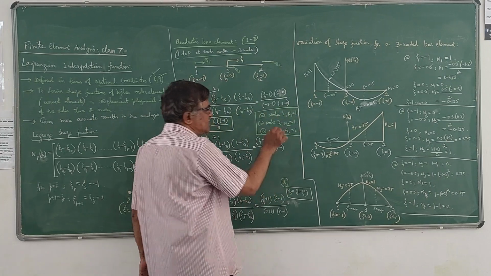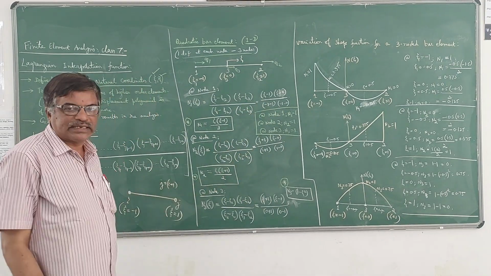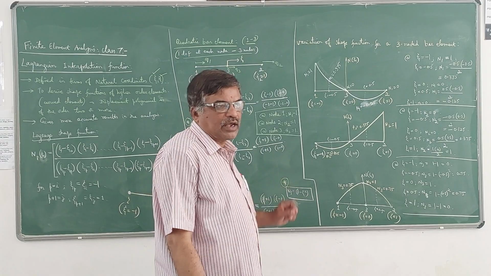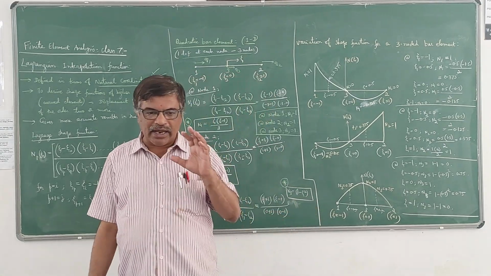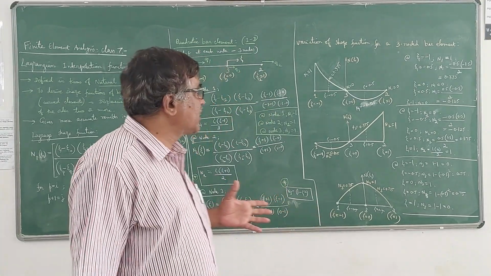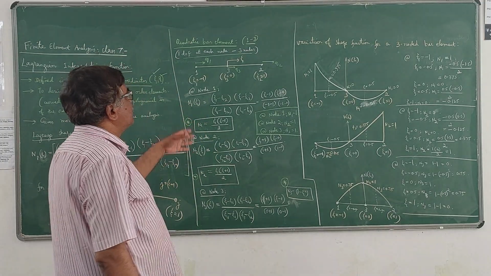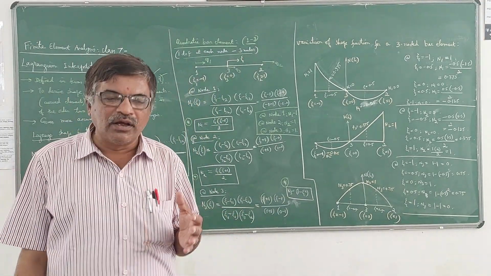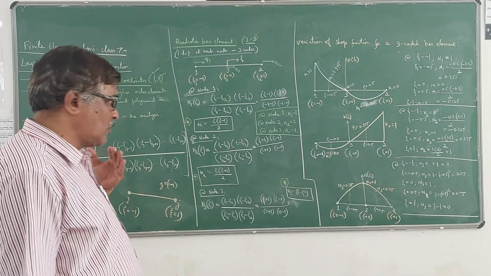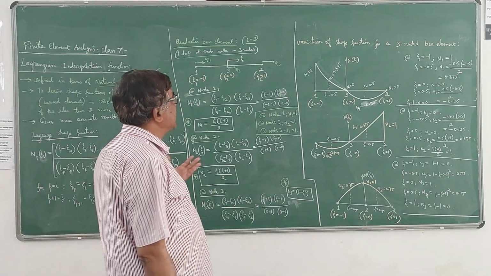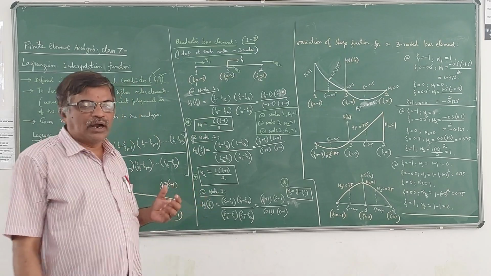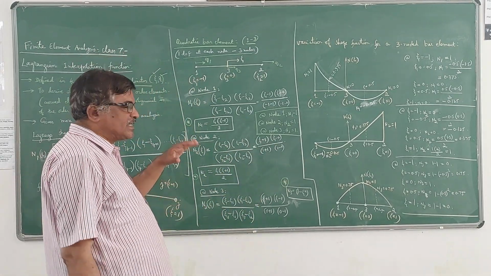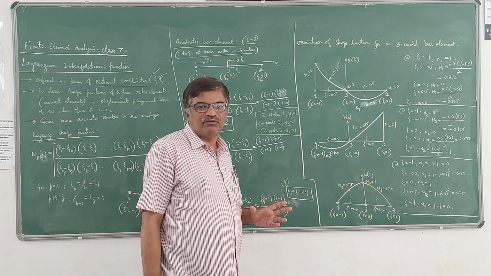You can always sketch the shape functions at the three different nodes. That also they can ask in the examination. Derive the shape functions for a three-noded bar element using Lagrange interpolation function, or in terms of natural coordinates, taking 1 degree of freedom at each node. This is how they will ask the question, and sketch the variation of the shape functions.